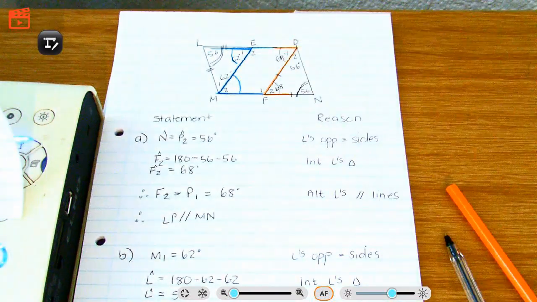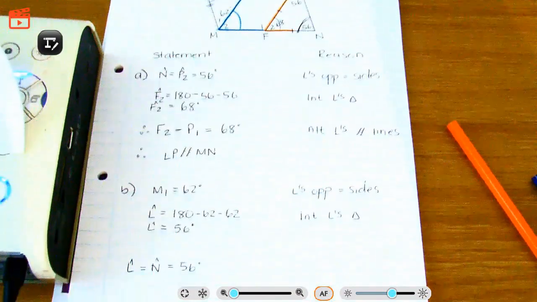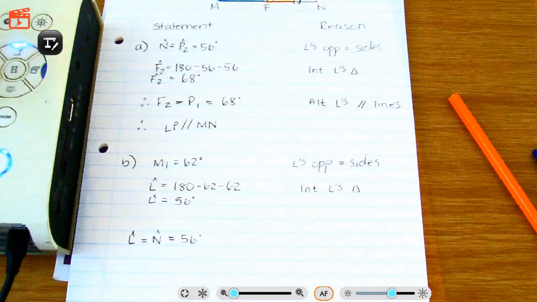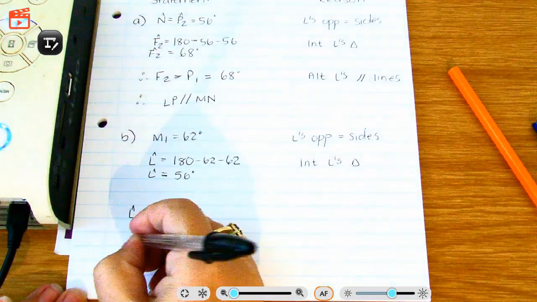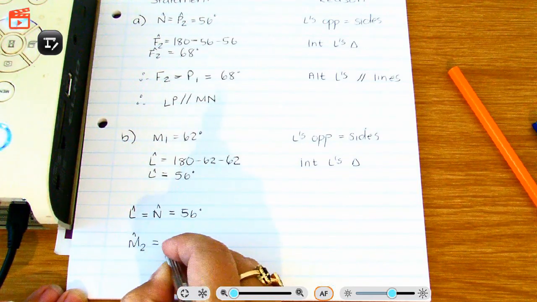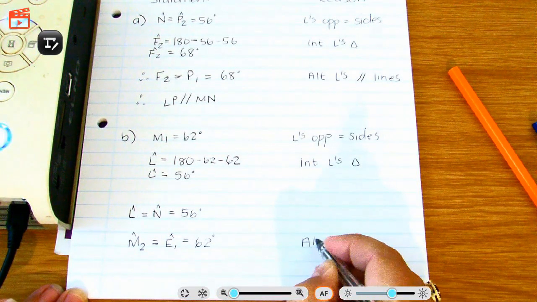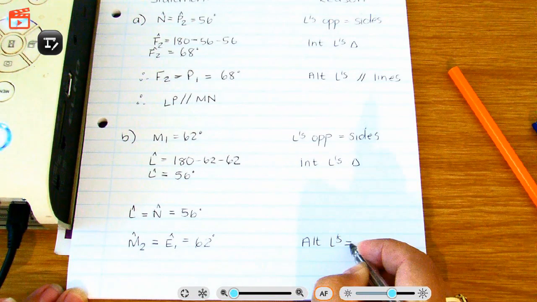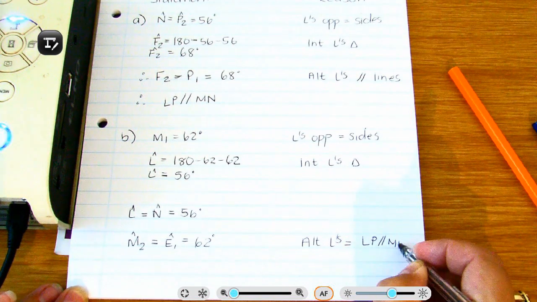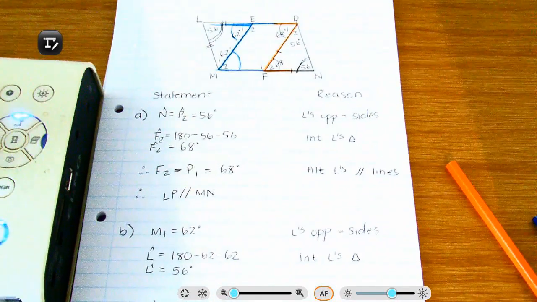Okay, so from there we can prove that angle M2 is equal to E1, which is equal to 62 degrees. My reason, alternate angles are equal. Don't forget to indicate which parallel lines, and we've got LP parallel to MN. So back to my drawing, you can see there that now this is 62 degrees.